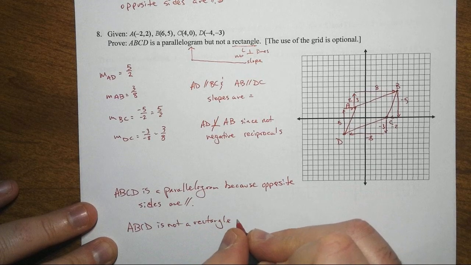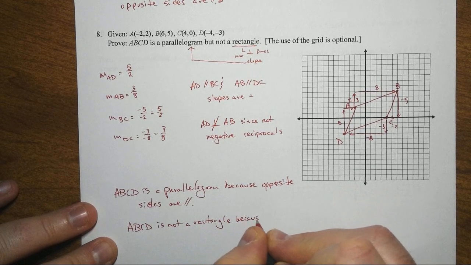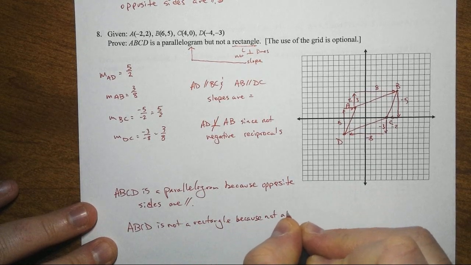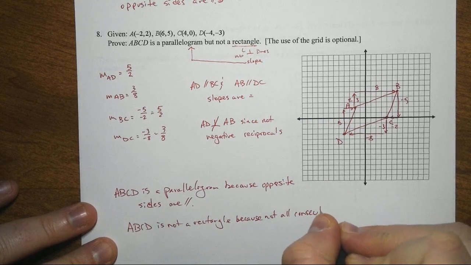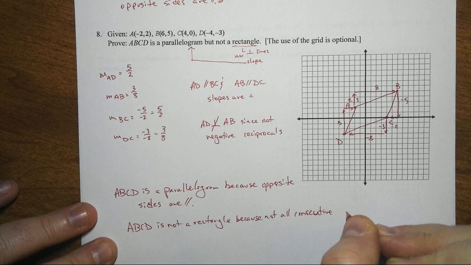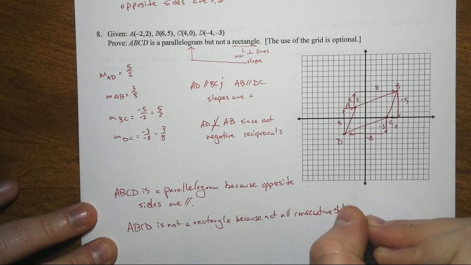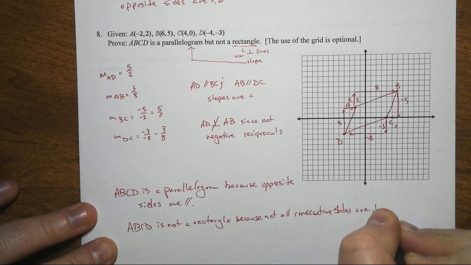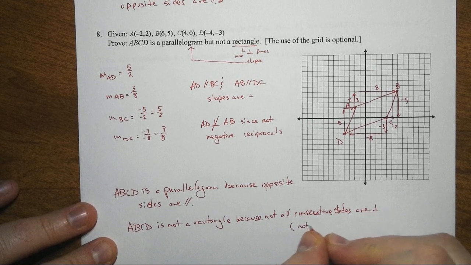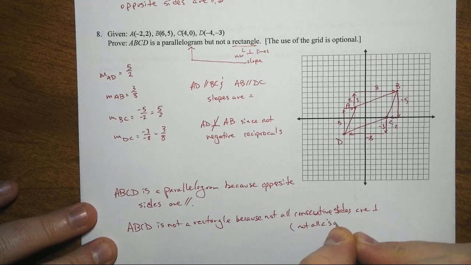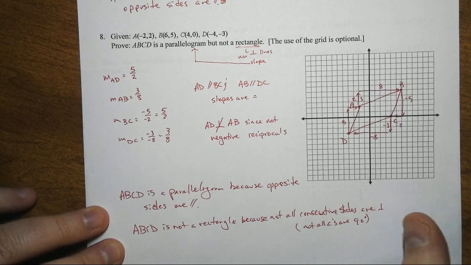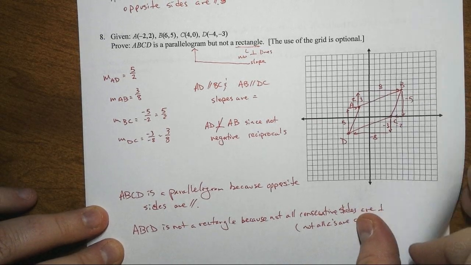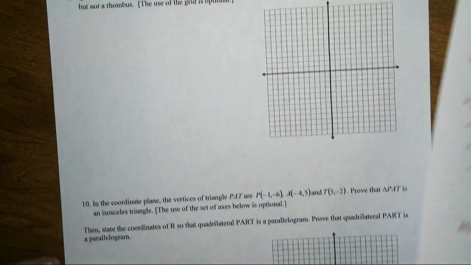And easy enough, we can just say because not all consecutive sides are perpendicular. You could even just say that not all angles are right angles, 90 degrees. That would also be fine here. So either one, you're good either way. All right, that's the second one.